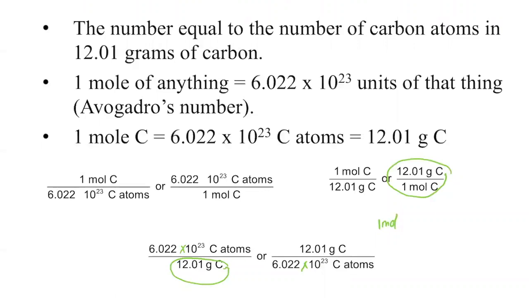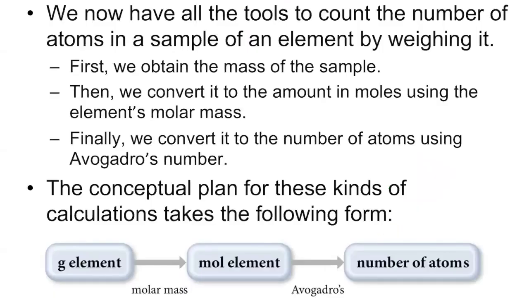When we are converting from grams of any element to moles, you're going to use the molar mass. When you are going from moles to atoms, you're going to use Avogadro's number. Do not use Avogadro's number for the grams to moles step.